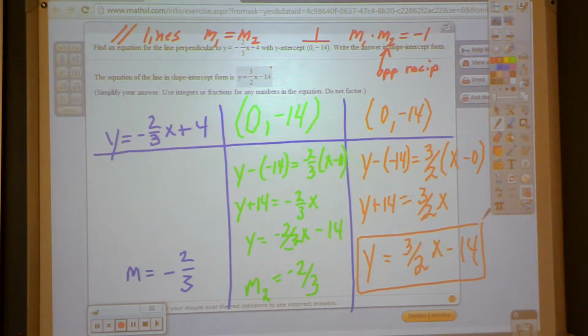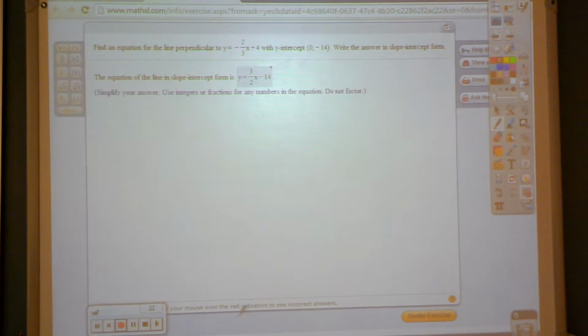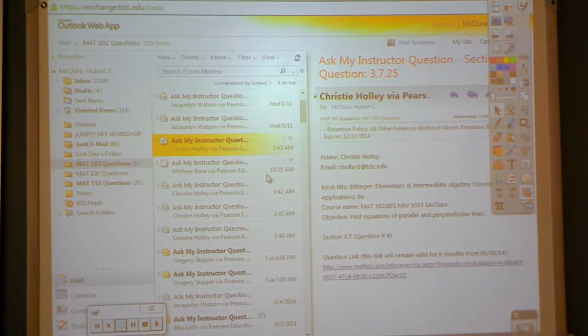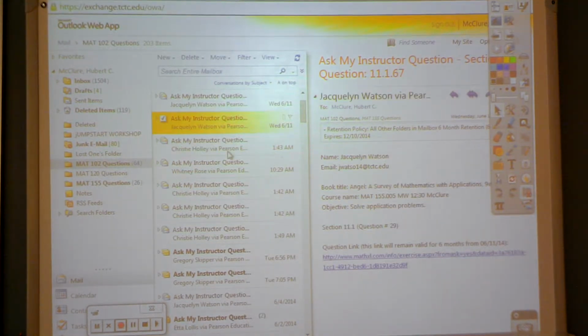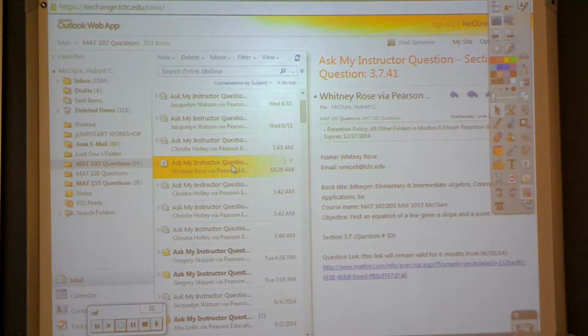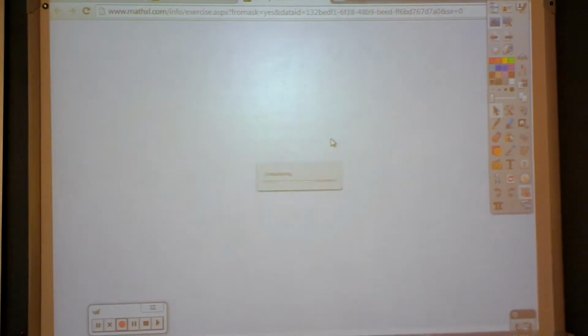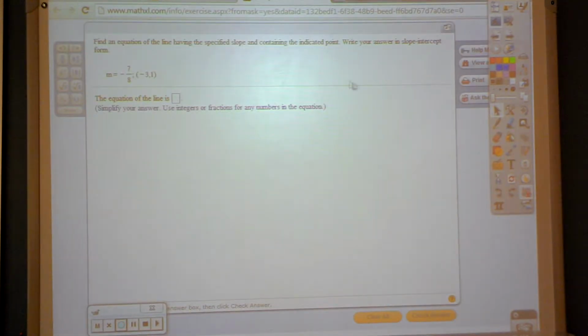So let's do another one, because I know y'all probably sent a couple of these, because I didn't cover it in the review the other day. I'm going to go to the next problem and see which problem y'all sent me. That'll be 3.741/10. Let's see if that one's like it. No, this one is find an equation of a line. So we'll do that one and then we'll go back and do another one.